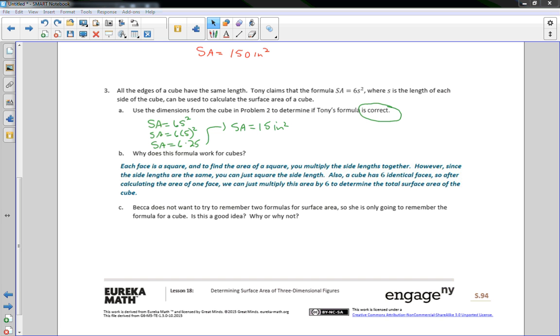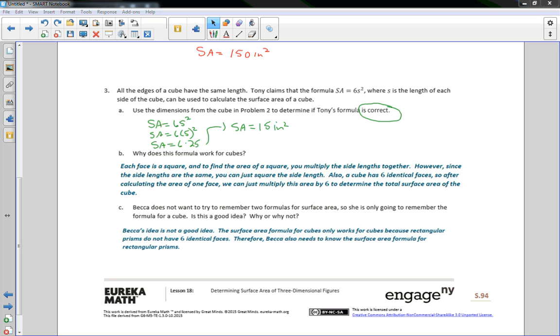Now part C says, Becca does not want to try to remember 2 formulas for surface area. So she's only going to remember the formula for a cube. Is this a good idea? Why or why not? Okay, this is not a good idea. Yes, there is less work, but you won't get the right answer if it's a rectangular prism. So the surface area formula for cubes only works for cubes because rectangular prisms do not have 6 identical faces. Therefore, Becca also needs to know the surface area formula for rectangular prisms.